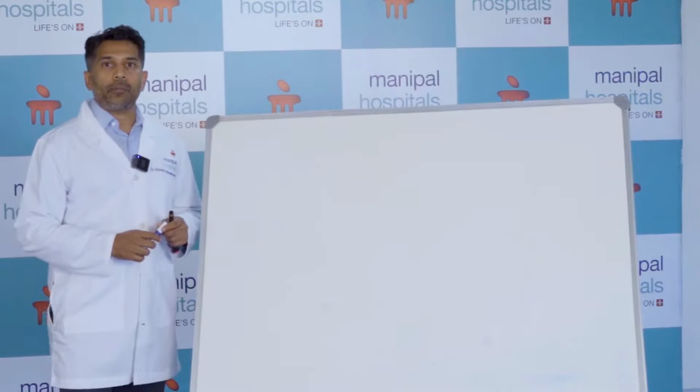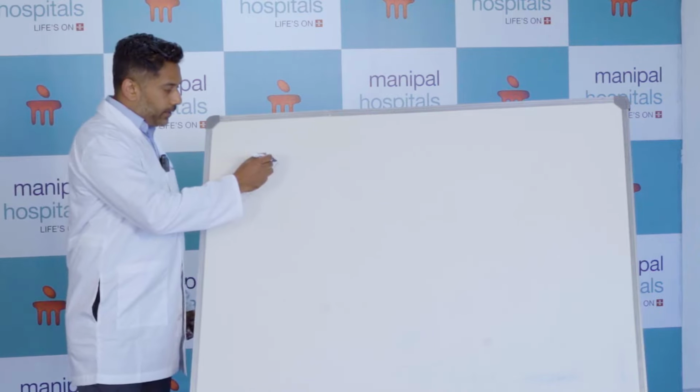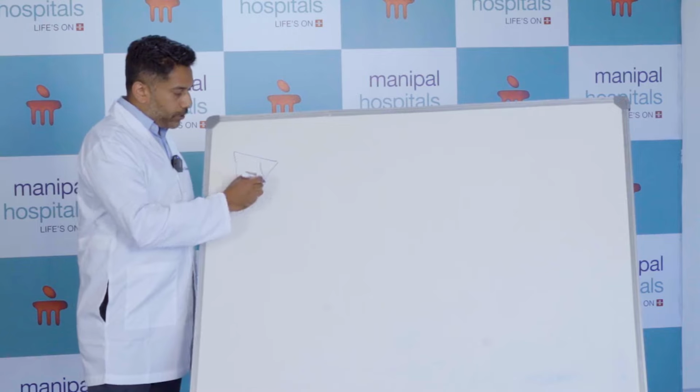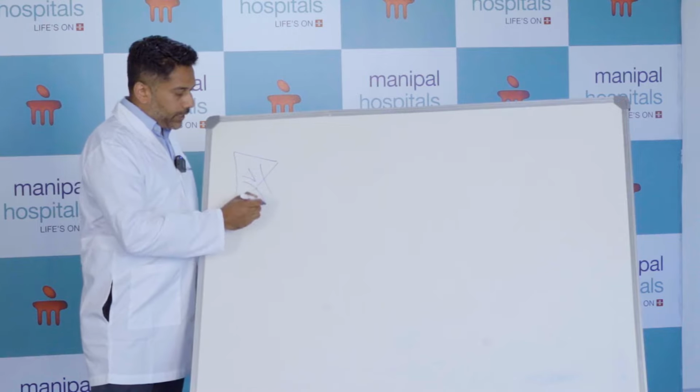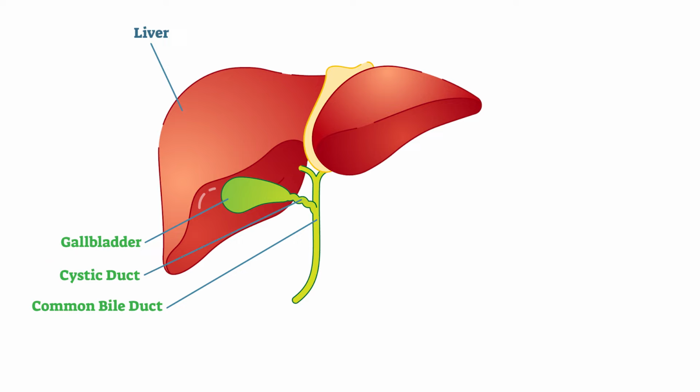Gallstones are a common problem that patients come to us with. The liver makes bile. Bile is produced in the liver and secreted in the bile duct. This is what we call the common bile duct. The gallbladder is attached via the cystic duct.